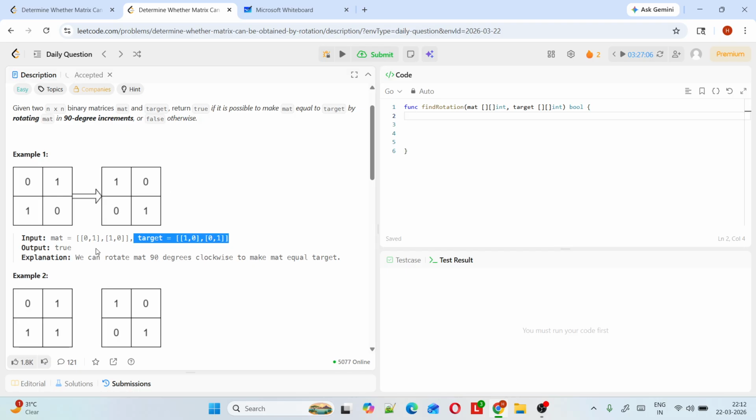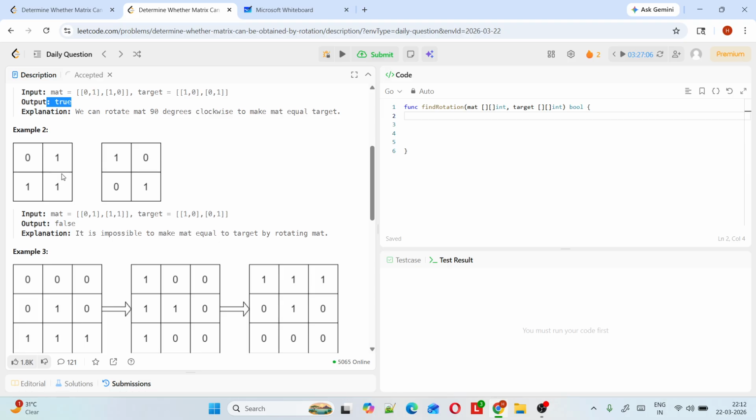If it is equal, you have to return true. If it is not, you have to return false. In the second example, given matrix is this one. If you rotate this matrix by any of the 90 degrees, none of the matrices will look like target. So you can check that. So that will be false.